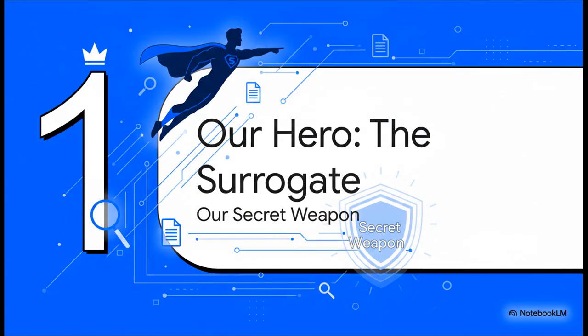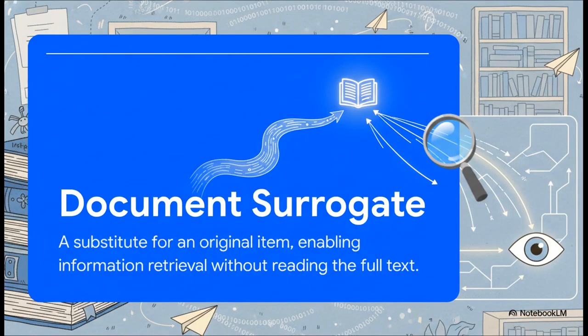And that, my friends, brings us to the hero of our story today, the document surrogate. This is our secret weapon in the fight for clarity, and, let's be honest, for our own sanity. So what in the world is a surrogate? Well, think of it like a stand-in, a proxy. It's a representative for the full document.